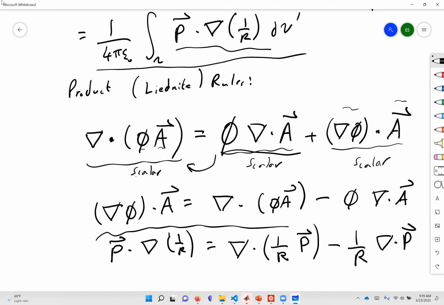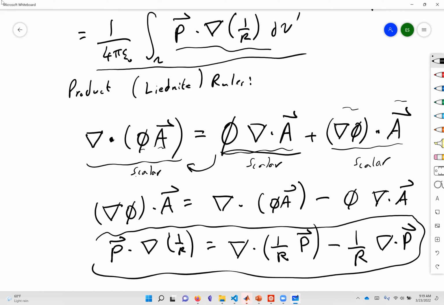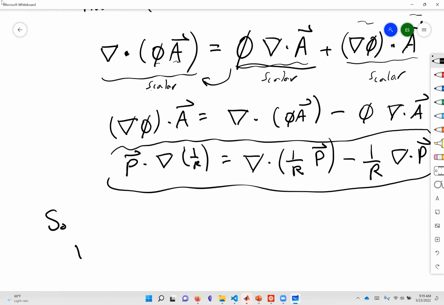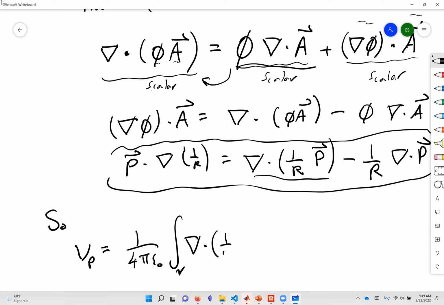Okay. I can take this and plug it back into the integral for the voltage. So the voltage now is going to be, and then I can separate the integral into two integrals for each part, right? So this is going to be 1 over 4 pi epsilon naught integration over the volume of divergence of P over R. This is nice. I'm integrating a divergence. I can use now the divergence theorem.